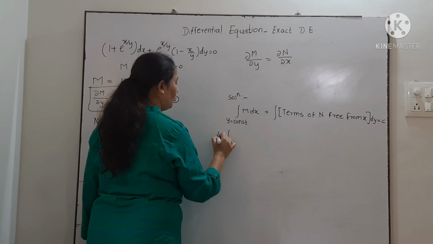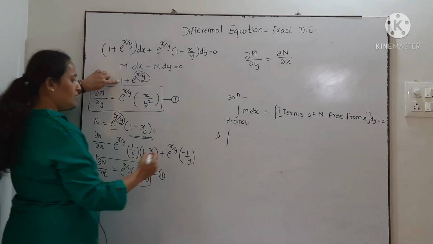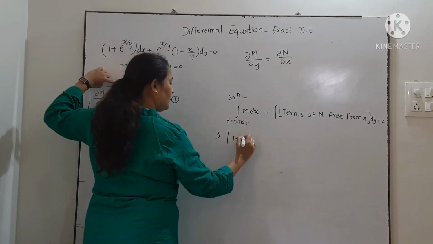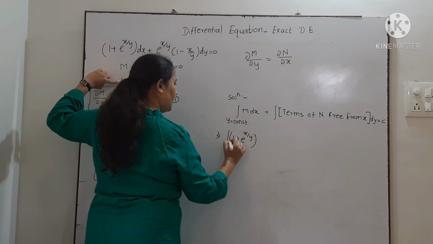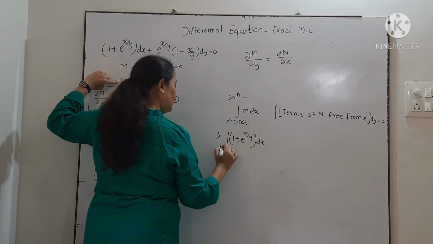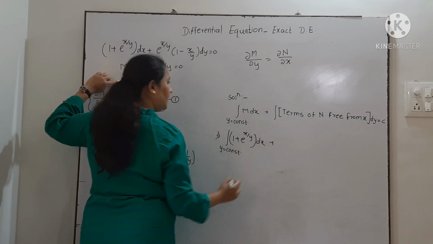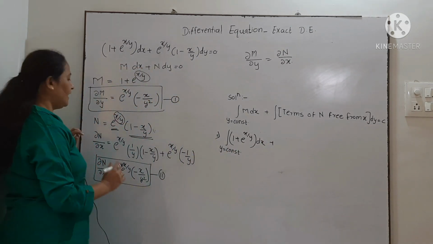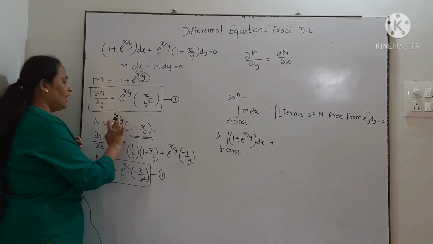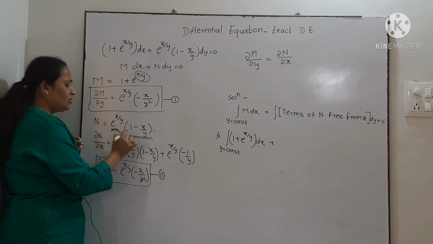So integral of M, what is the value of M? M is equal to 1 plus e raised to x upon y, dx. You have to treat y as constant, plus in terms of N, this is N. Now if you observe this N, is there any term which is free from x?